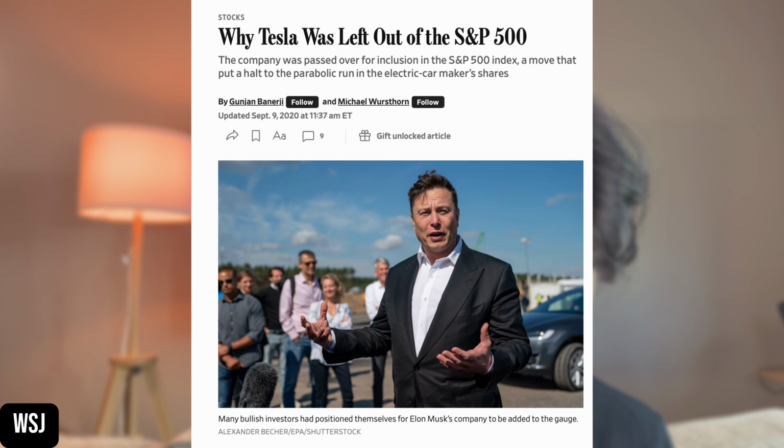The most famous recent example of this is Tesla. In September 2020, the committee surprised the investing world by not including Tesla in its rebalancing of the index, which caused shares to drop 16% in one day. The company had already been meeting the financial and market cap requirements for months, and was already one of the biggest companies in the world.